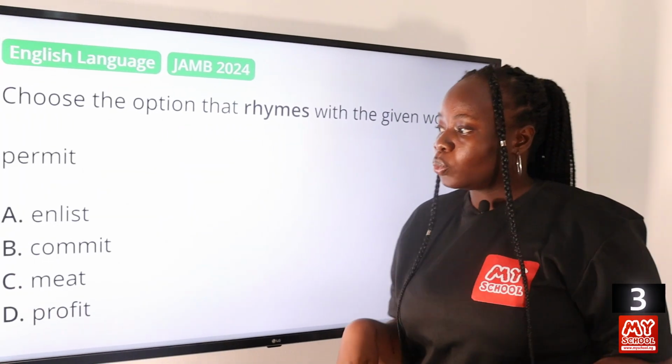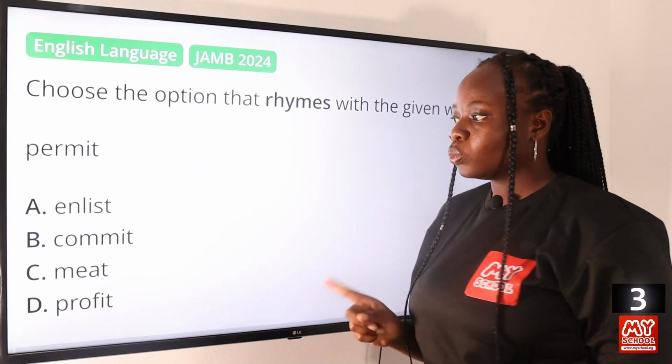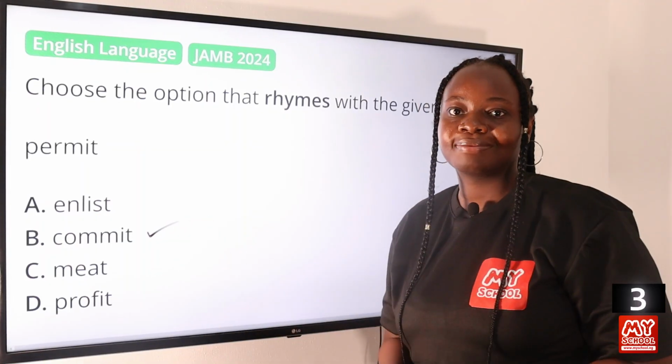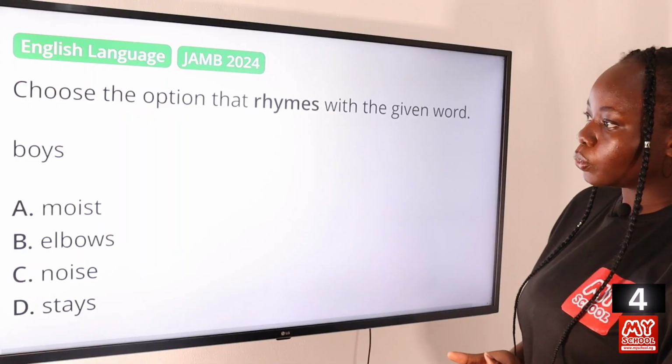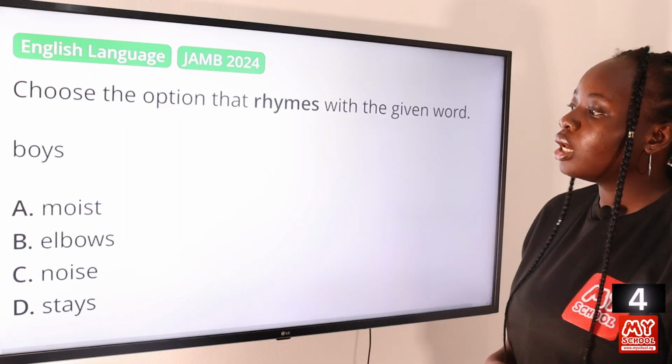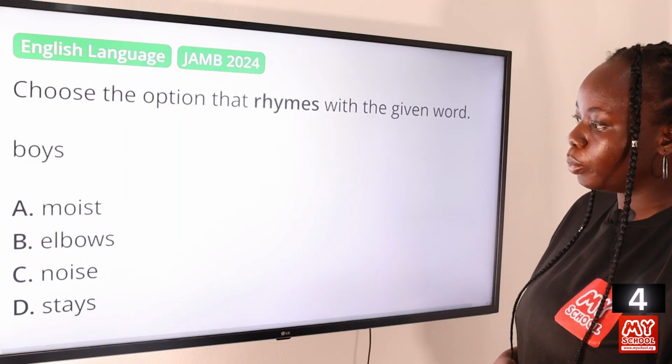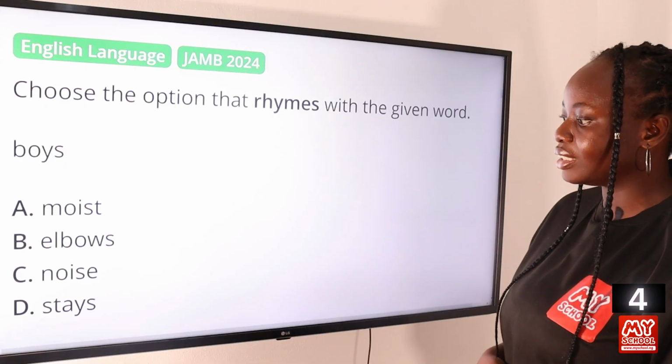So from the transcription, we can see that commit rhymes with permit, which makes option B the answer to this question. Question 4. Choose the option that rhymes with the given word. The given word is boys. Option A, moist. Option B, elbows. Option C, noise. And option D, stays.